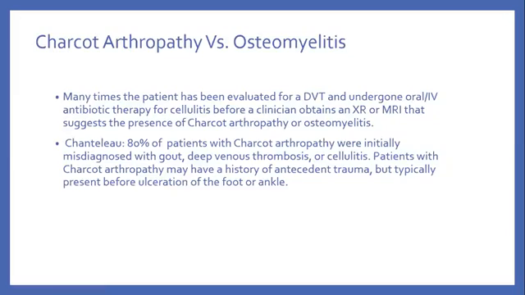Many times, a patient has been evaluated for a DVT or has undergone oral and IV antibiotic therapy for cellulitis before a clinician obtains an X-ray or MRI that suggests the presence of Charcot arthropathy or osteomyelitis. So it's really important for you as the podiatrist to be able to recognize the possibility for Charcot, the possibility for osteomyelitis, and the need to rule out one versus the other, because other specialists will commonly miss Charcot as an option or as a differential diagnosis. There was a study done that showed 80% of patients with Charcot arthropathy were initially misdiagnosed with gout, DVT, or cellulitis. Patients with Charcot arthropathy may have a history of antecedent trauma, but typically present before ulceration of the foot or ankle.